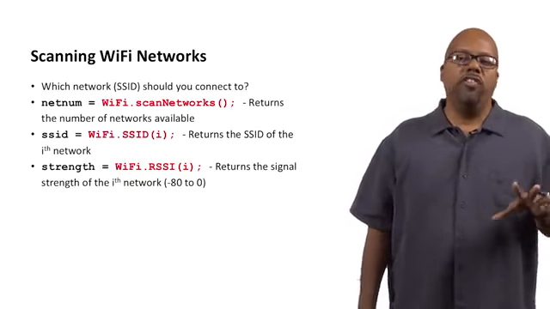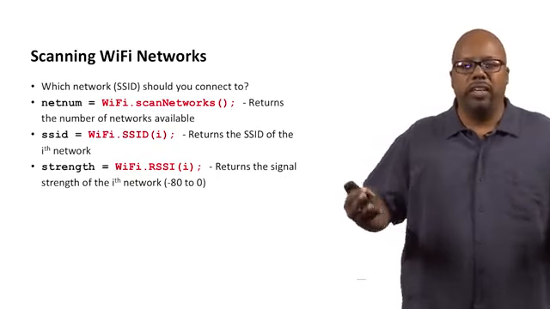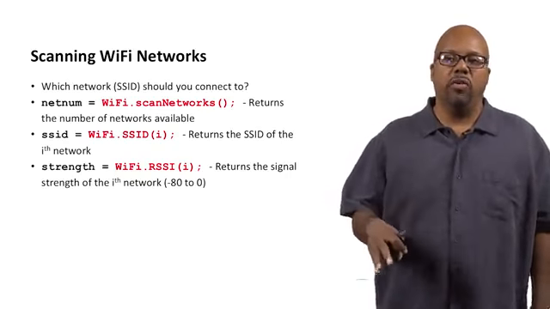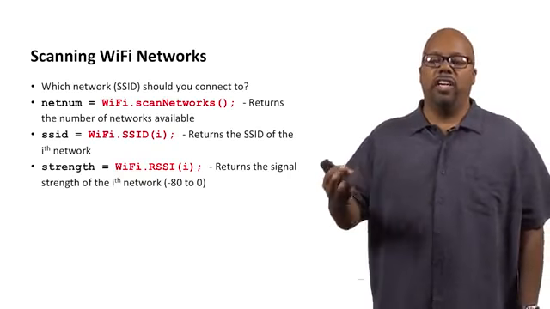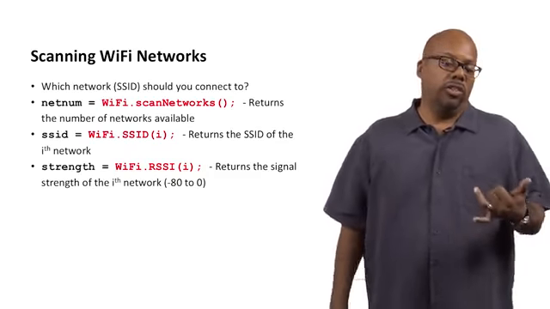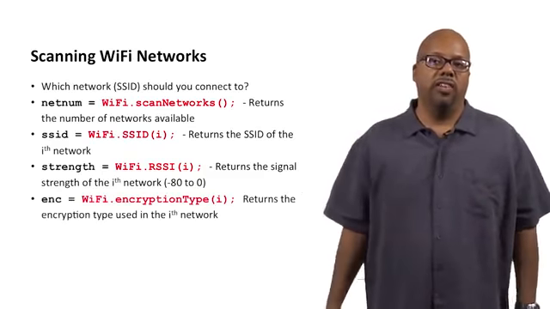Now, often in order to pick the network that you want, you go for highest strength, that's a common consideration. So you can also find out the strength of a network by calling RSSI. If you call WiFi.RSSI, you give it an i, which is the number of the network, it will return the signal strength of the network. It will return you a number from -80 to 0, 0 being the highest strength and -80 lowest strength.